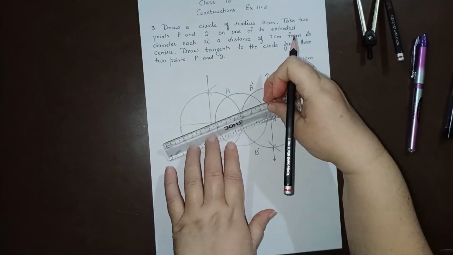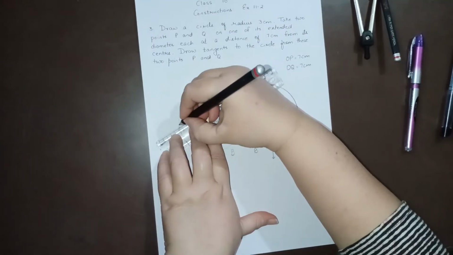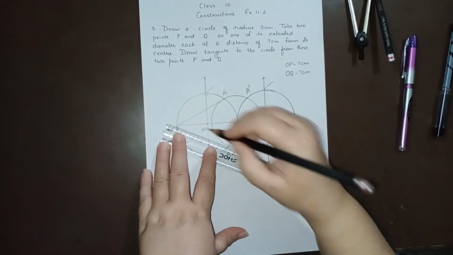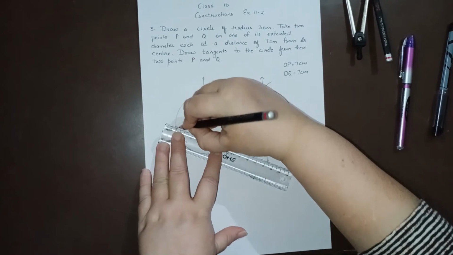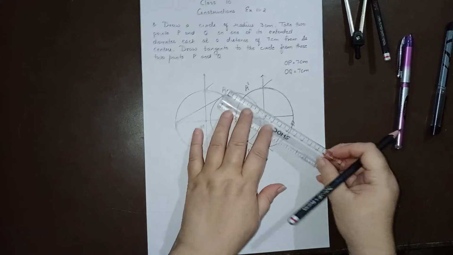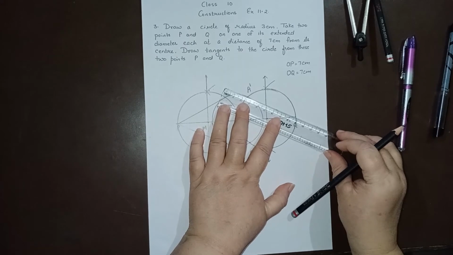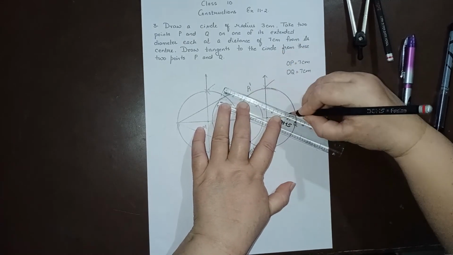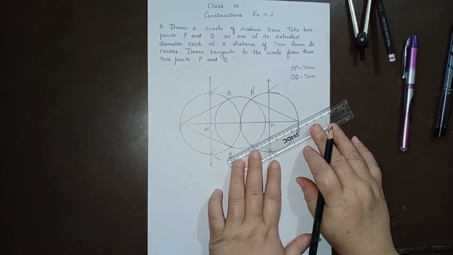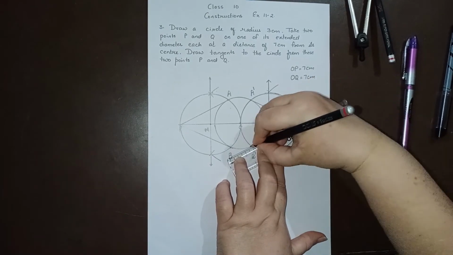Now let us join PA. This will be a tangent from point P to the circle, and PB will be the other tangent from point P, like this. See, we have drawn two tangents. Similarly, we can join QA dash, so we get another tangent from point Q. And if we join B dash Q, we get our fourth tangent.